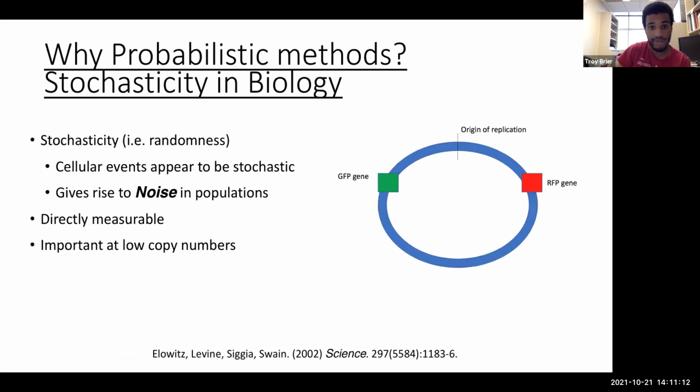If I keep going forward, we're using these probabilistic methods. Again, some of this is going to be a review because Zan touched on it, but just to reiterate and emphasize some of the important notes: why are we using these probabilistic methods? That's due to the stochasticity in biology. I believe Zan talked about this experiment by Elowitz et al. in Science. What they were able to observe is the stochasticity or randomness in genes, or in biological life. The idea is that cellular events appear to be random or stochastic in nature.